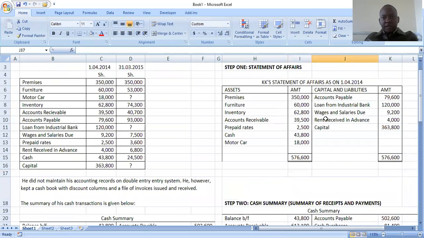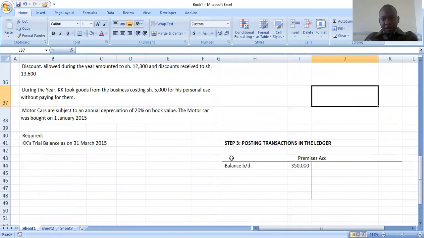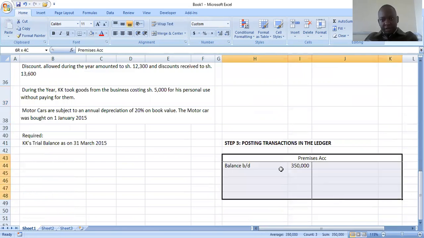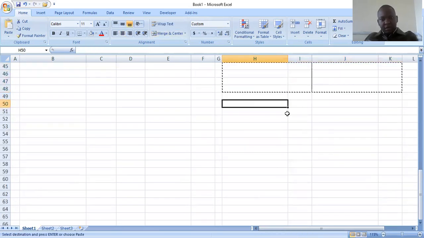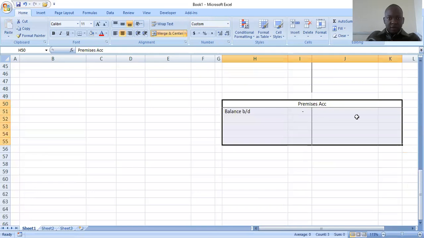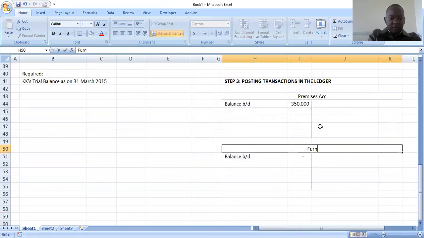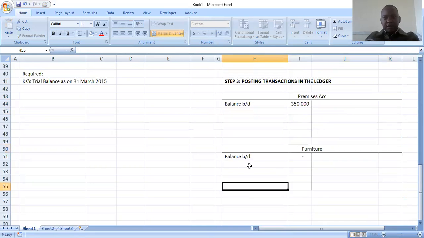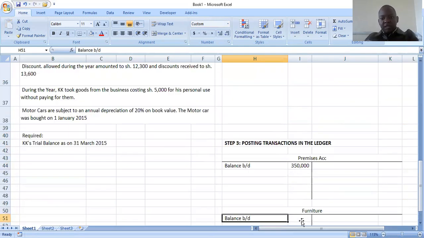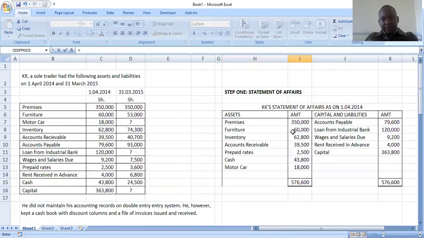The other account you have is furniture. So you open an account for furniture and you copy paste this. Furniture is also an asset, so it should have a debit balance. So therefore, on the debit side at the beginning, the amount of furniture is 60,000.